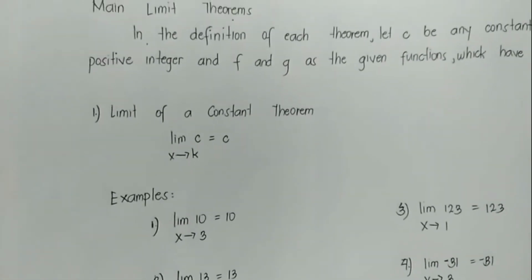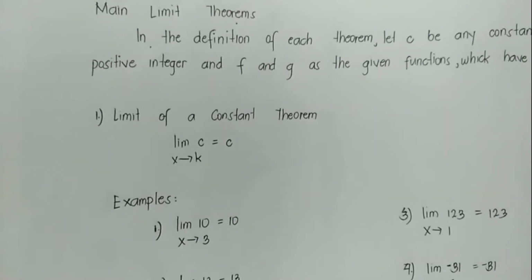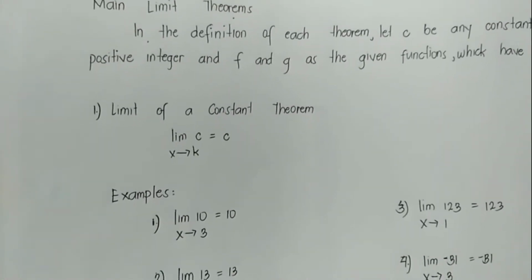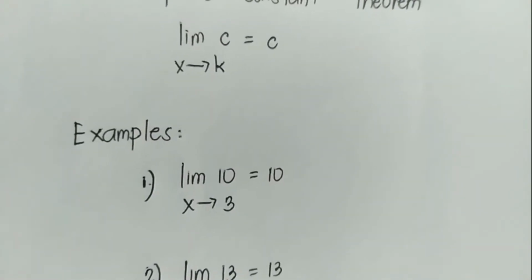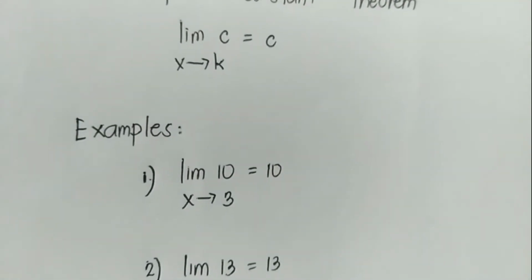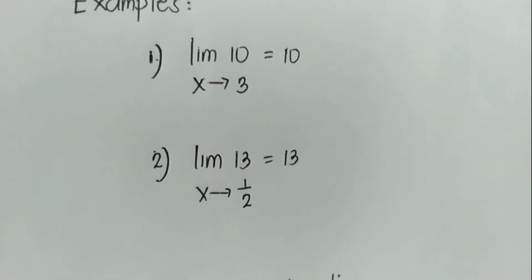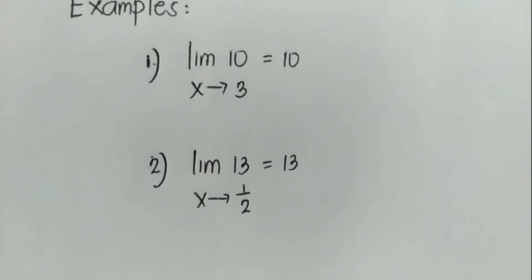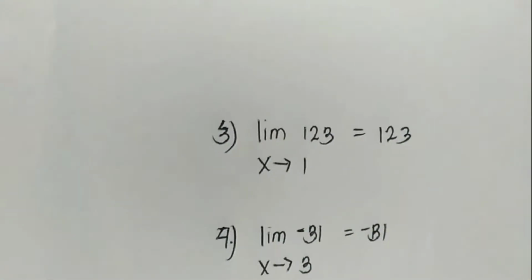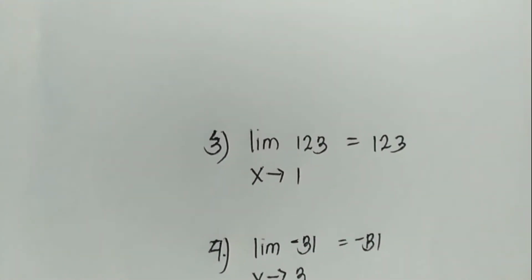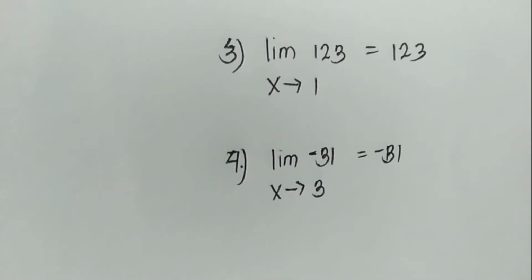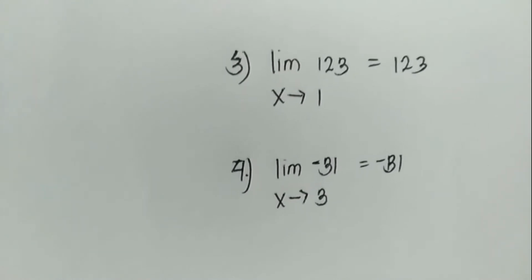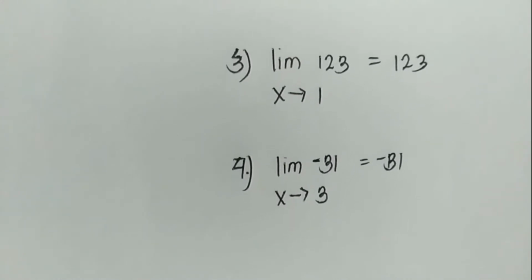First is the limit of a constant theorem, where the limit of C is equal to C as x approaches k. For example, the limit of 10 as x approaches 3 is equal to 10. And the limit of 13 as x approaches 1 half is equal to 13. The limit of 123 as x approaches 1 is equal to 123. And the limit of negative 31 as x approaches 3 is equal to negative 31.